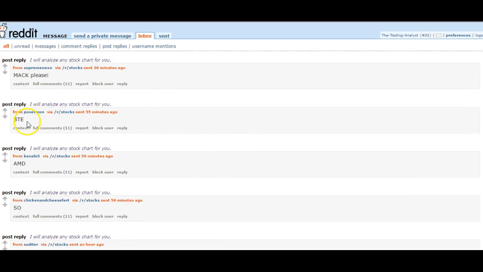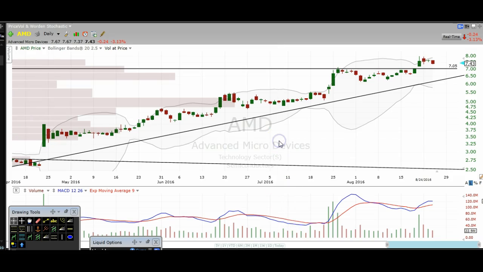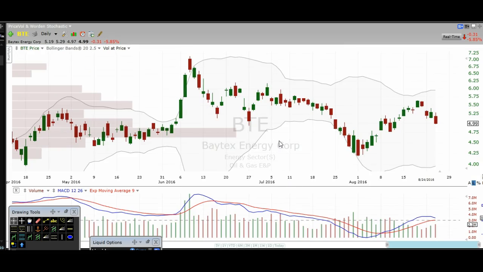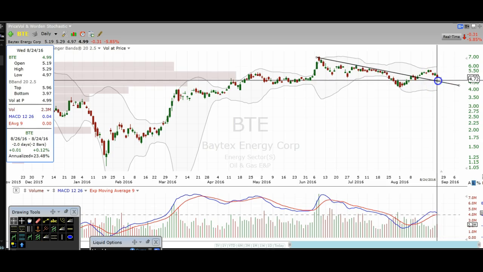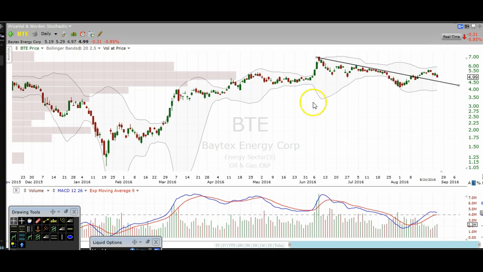Alright, next let's take a look at BTE. So we had a little short-term downtrend line here and we broke over it. So more than likely, probably get a bounce from a retest of that downtrend line that we broke over. So that's about 470, 460 if it gets there right away.